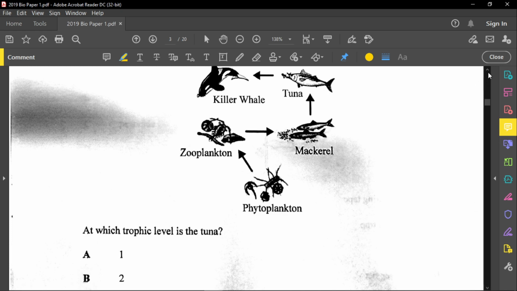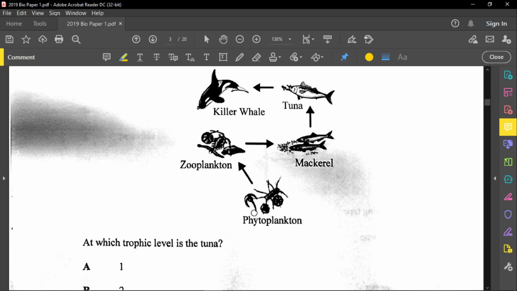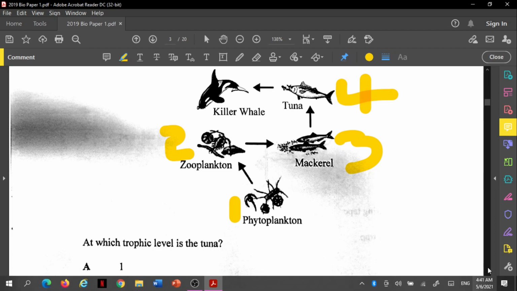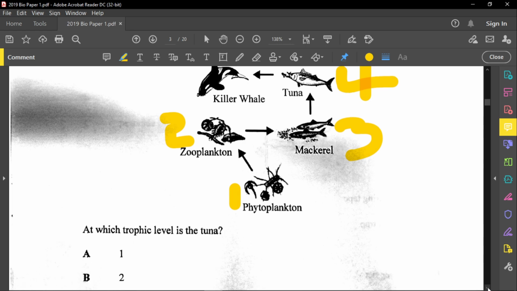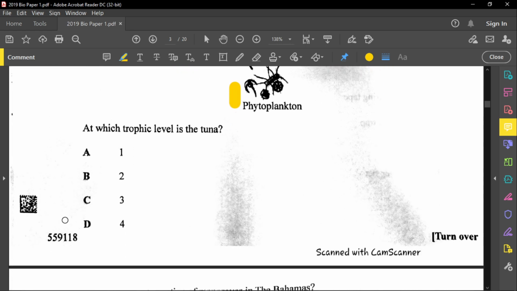So let's now look at where the tuna is. Let's start from the producer, which is the phytoplankton. So this is trophic level 1, trophic level 2 for the zooplankton, and trophic level 3 for the mackerel. And so the tuna will be our trophic level number 4. Let's go to which option there is correct for this. So this is number 4, and so this answer is D. That's the 4th trophic level.